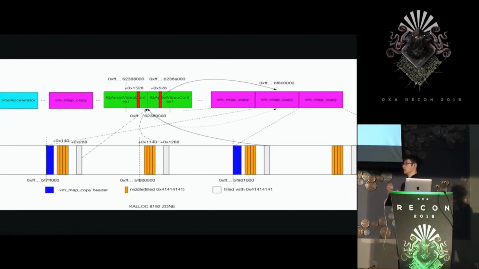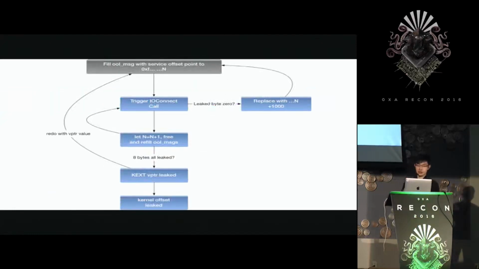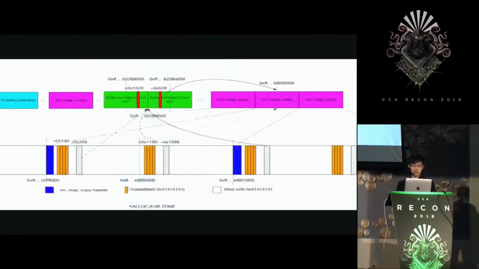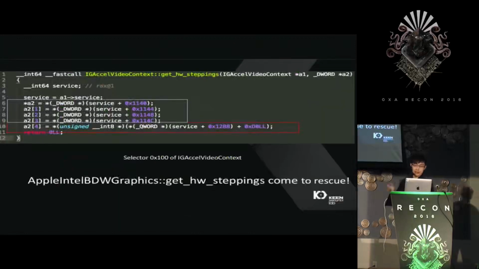So now we have expanded our strategy of the info leak solution, and the overall steps can be seen in this figure. First we prepare the heap layouts, fill the OOL messages, free some of them, and fill in the IGXL video context. And we trigger the IOConnect call. If the leaked byte is 0, it means that we need to adjust the read address by a page size, and we will replace the OOL messages with the address plus a page size. And as we can recall, in the function get hardware steppings, at each time only 1 byte is leaked out here.